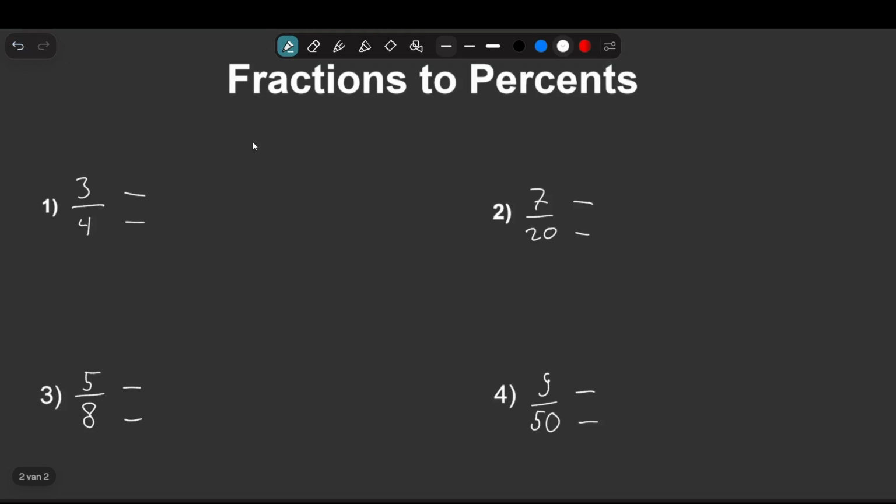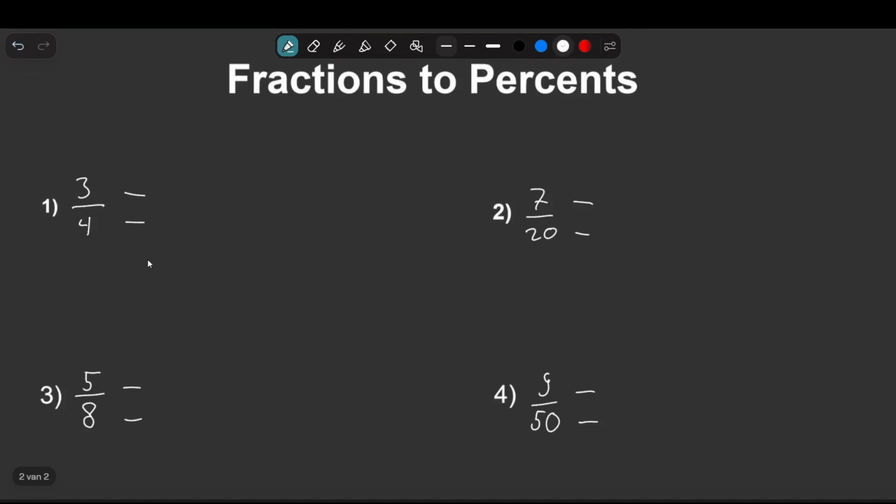In this video I'm going to be covering how to go from fractions to percents. We have two steps that we're going to use in order to do so. We're going to divide the numerator by the denominator and then multiply that answer by 100. We can also just multiply by 100 by moving the decimal twice to the right. We have four examples right here, and we're going to go through them all together. So let's start with our first example.